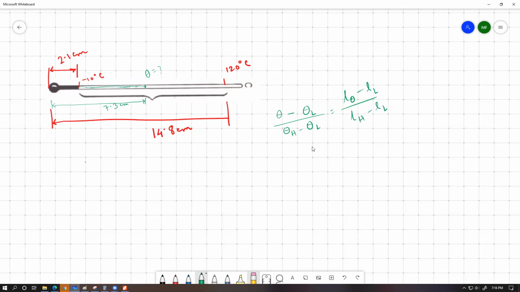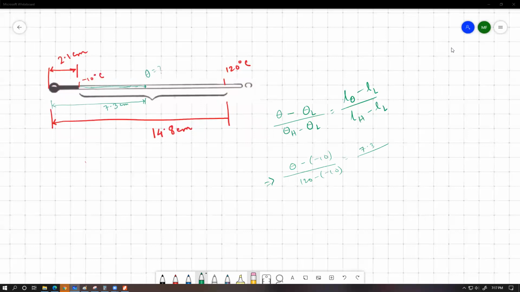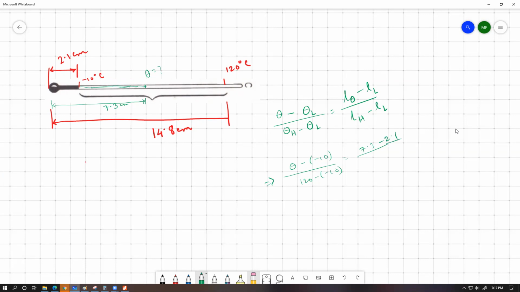এই কোশ্চেনটা বুঝতেছো? বুঝা যাচ্ছে কিনা? I hope so. So now I'm going to place these values. Theta minus -10 divided by 120 minus -10 equals to 7.3 minus 2.1 divided by 14.8 minus 2.1.